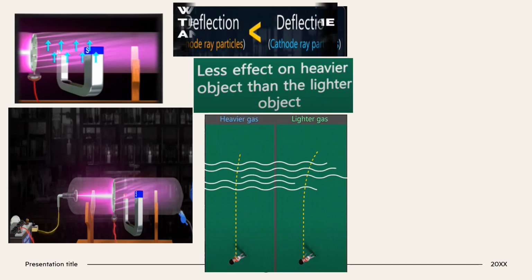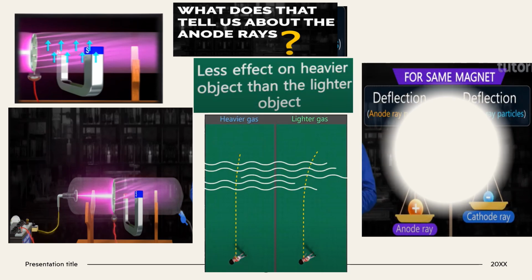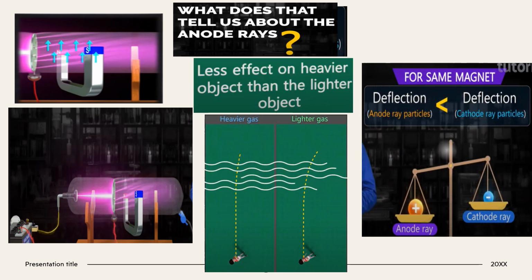So what does that tell us about anode rays? That tells us even though we are using a magnet of the same strength in both cases, the deflection in the case of anode rays is less because anode rays must be made of particles which are heavier than the particles in the cathode rays.